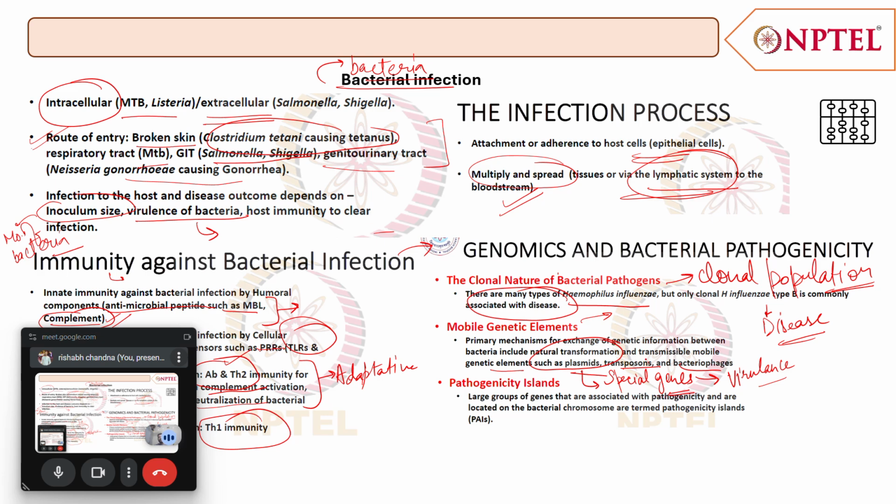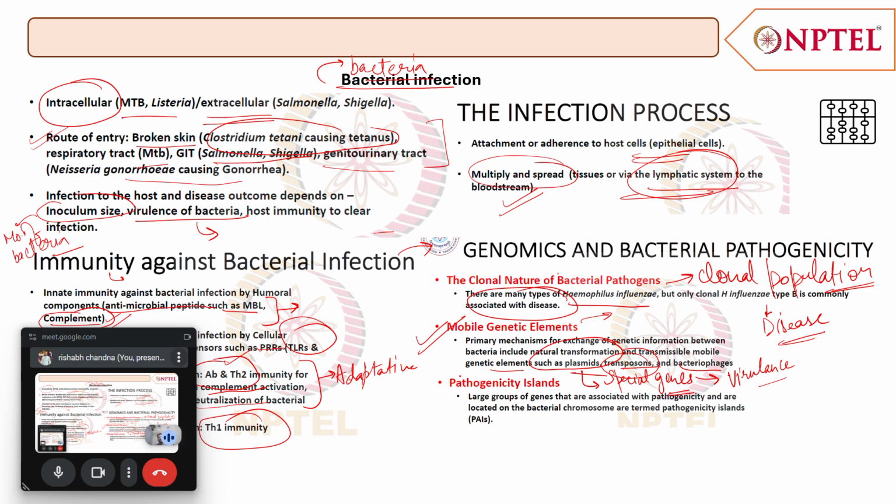Okay, then we have the transposons or the jumping genes. So these genes that have the infectious properties travel from one bacteria to the other. And then the bacteriophages, those are the viruses that kill the bacteria but can actually contain some of their genome parts that carry the infectious genes. Okay, so this is how the mobile genetic elements help the bacteria to increase their pathogenicity.